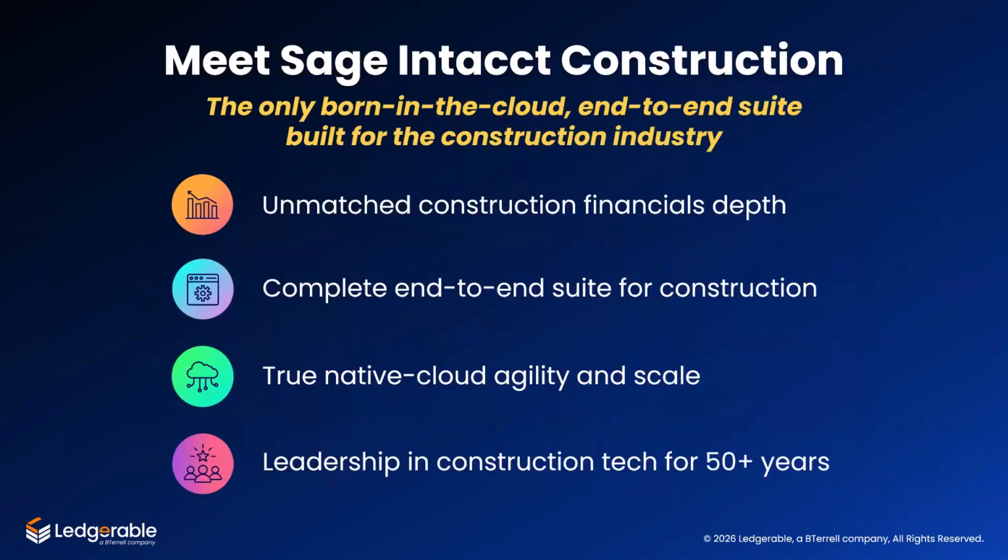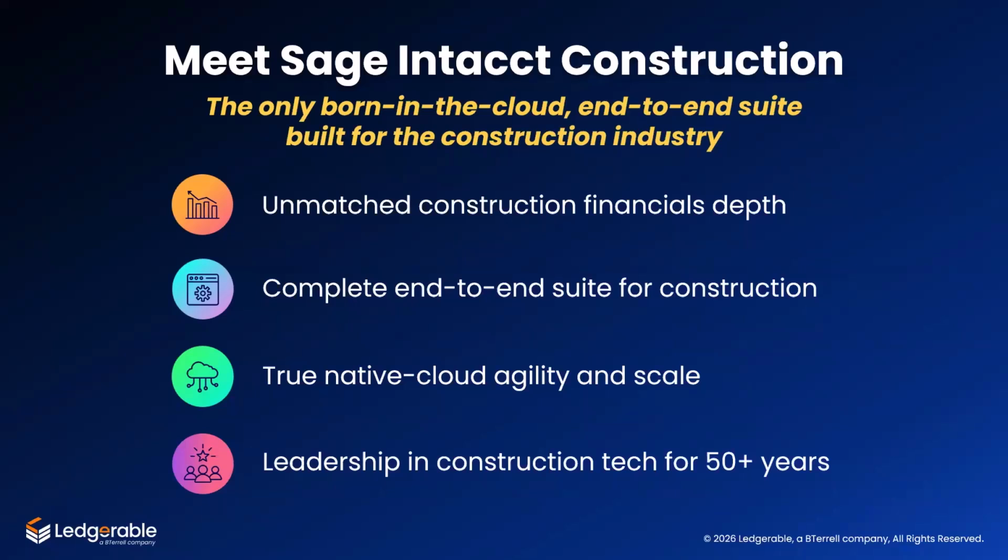So Sage Intacct Construction is the only fully cloud-native end-to-end financial management solution built specifically for construction. It brings unmatched depth in construction financials through job costing, WIP, project reporting, and more. And because it's true native cloud, your teams can access the system from anywhere. No servers to worry about, and it scales as your company grows. Sage has been leading in construction tech for over 50 years, so their experience is baked into the system.